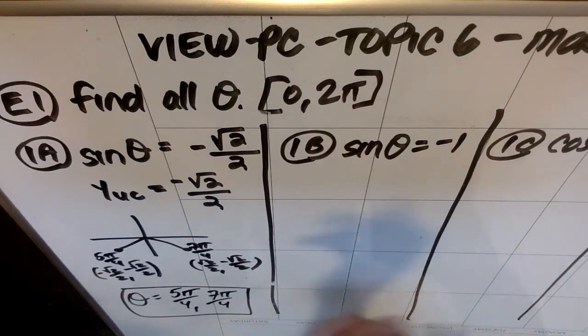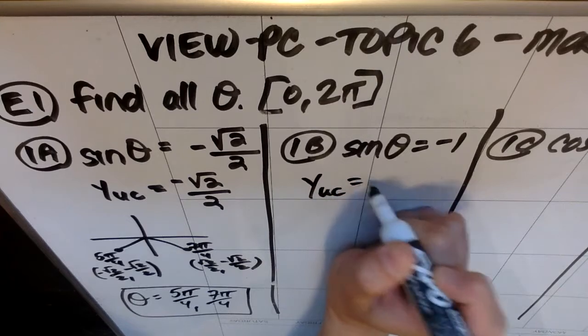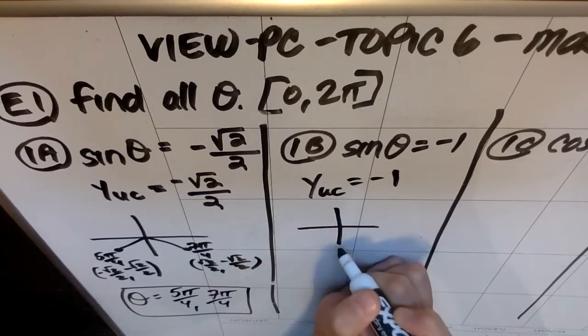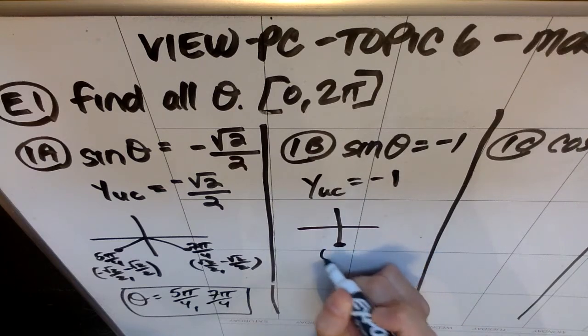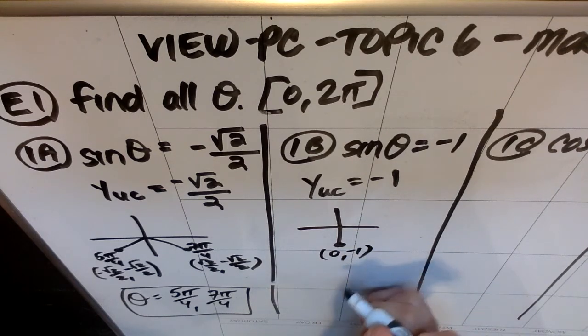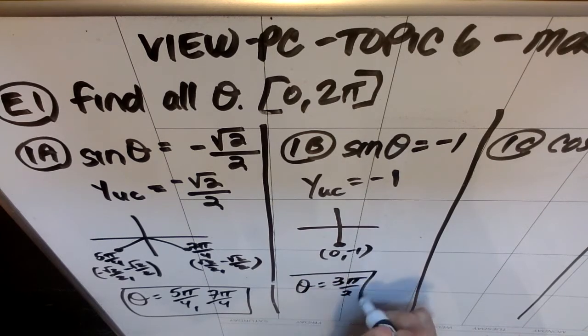So let's do 1b. 1b says the sine of theta is negative 1. So again, that's the y on the unit circle is negative 1. Well, that only happens at one spot. It happens as low as the sine can get, which is right here at the point 0, comma, negative 1. And so the only answer is theta is 3 pi over 2.